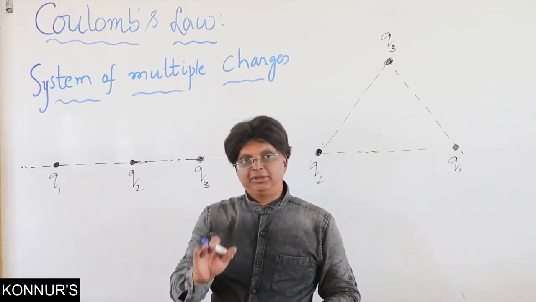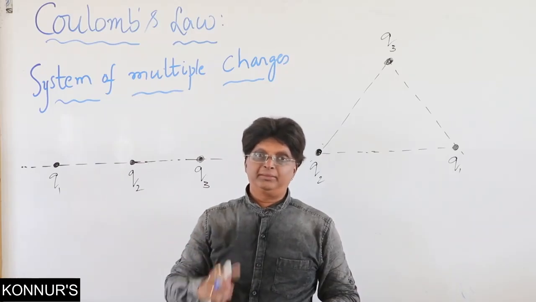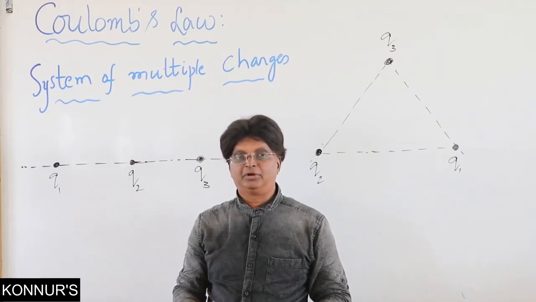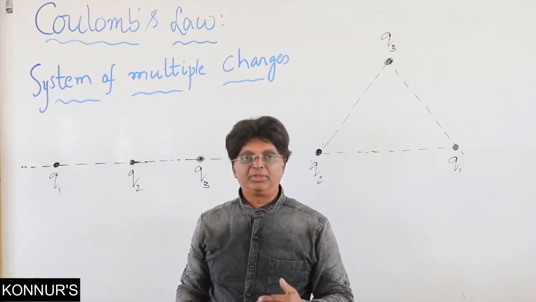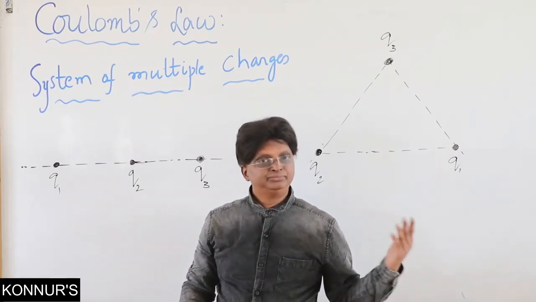Now, earlier we have seen only 2 charges, like or unlike, and the force between them. Now, a step further. What about the system of multiple charges? Multiple means more than 2, any number. 3 charges, 4, 18, and so on.